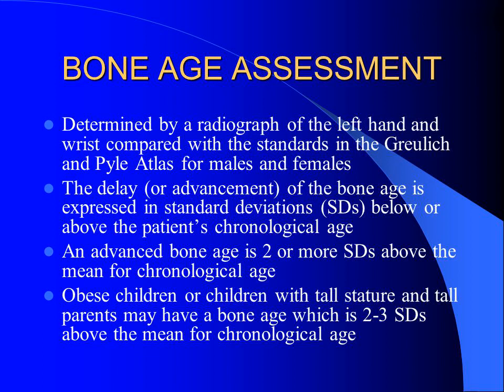Bone age assessment. Determined by a radiograph of the left hand and wrist compared with the standards in the Greulich and Pyle atlas for males and females. The delay or advancement of the bone age is expressed in standard deviations, SDs, below or above the patient's chronological age. An advanced bone age is 2 or more SDs above the mean for chronological age. Obese children or children with tall stature and tall parents may have a bone age which is 2 to 3 SDs above the mean for chronological age.